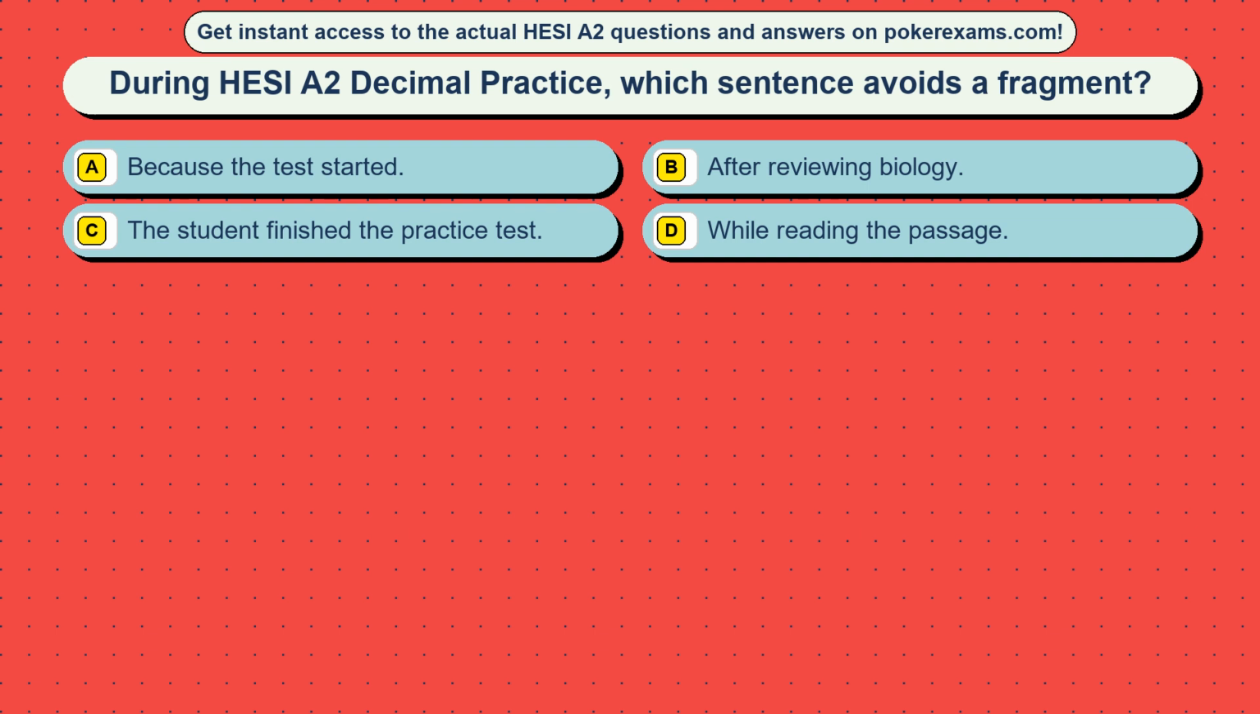Question 1. During HESI A2 Decimal Practice, which sentence avoids a fragment? Option A. Because the test started. Option B. After reviewing biology. Option C. The student finished the practice test. Option D. While reading the passage.